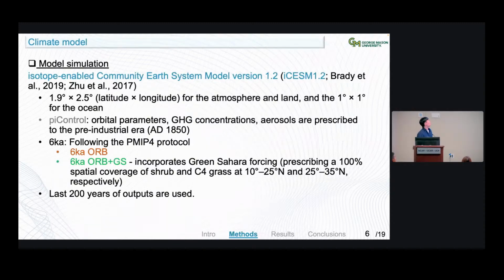So we use the outputs of iTraCE CESM version 1.2. We have the PI control and two different 6Ka simulations. The first one is the orbital simulation, which basically follows the PMIP4 protocol. The other one is the orbital plus Green Sahara simulation, which also incorporates Green Sahara forcing. Hereafter, we are just focusing on this orbital plus Green Sahara simulation to look at 6Ka.